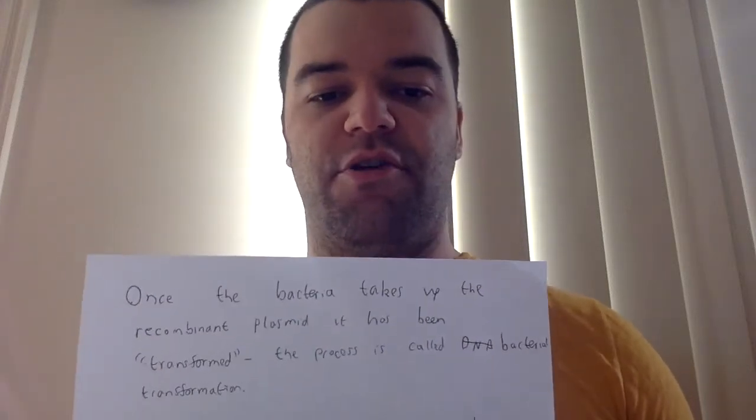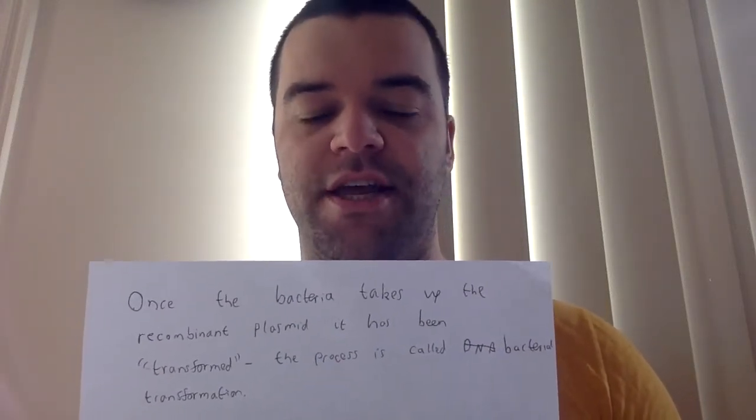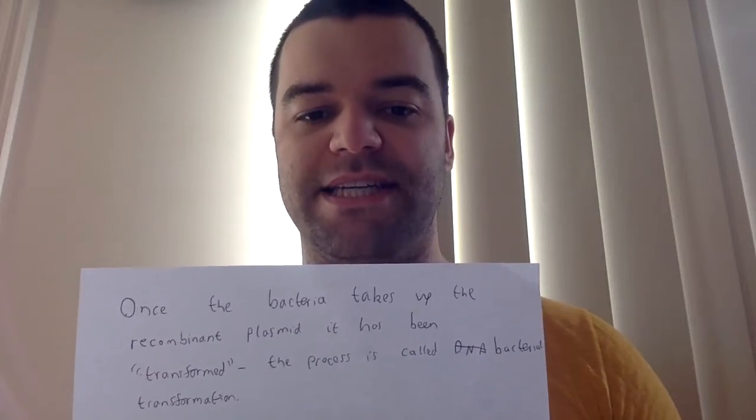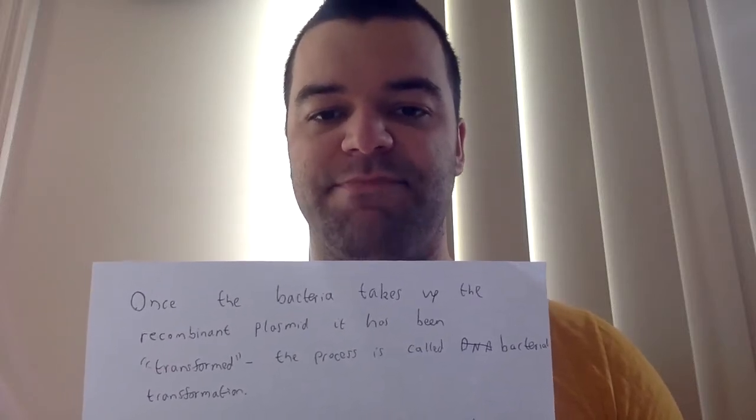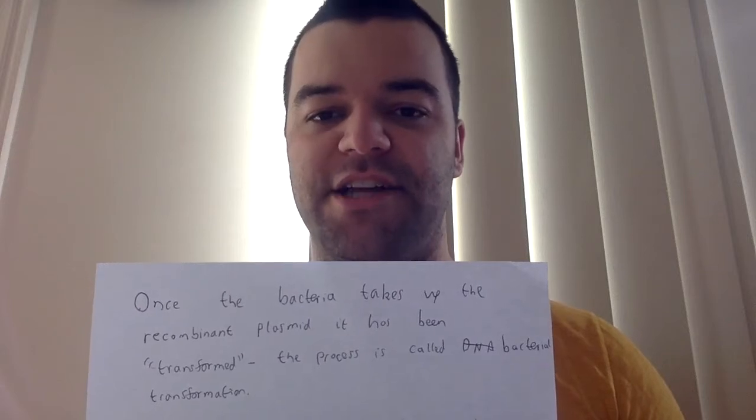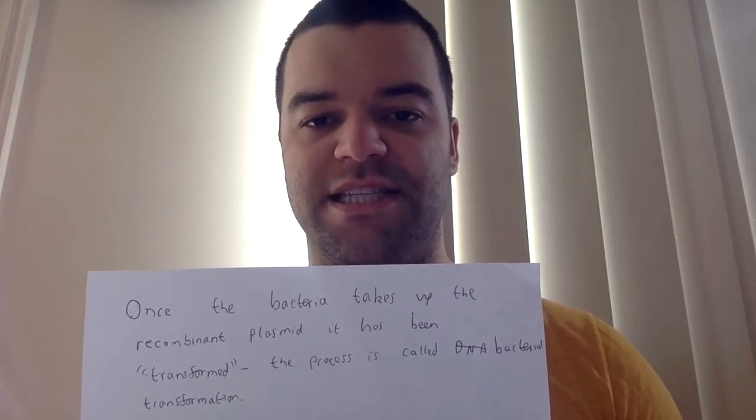That process can also be called bacterial transformation. So once the recombinant plasmid has been taken up by the bacteria, we say it has been transformed. And in this case, that just means it's got DNA from another source as part of it.